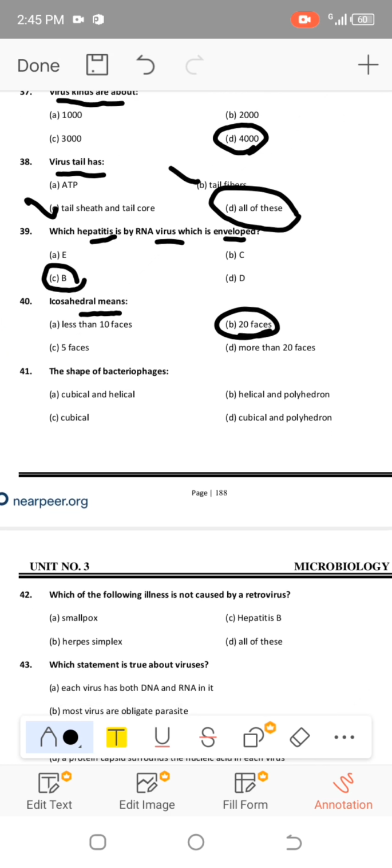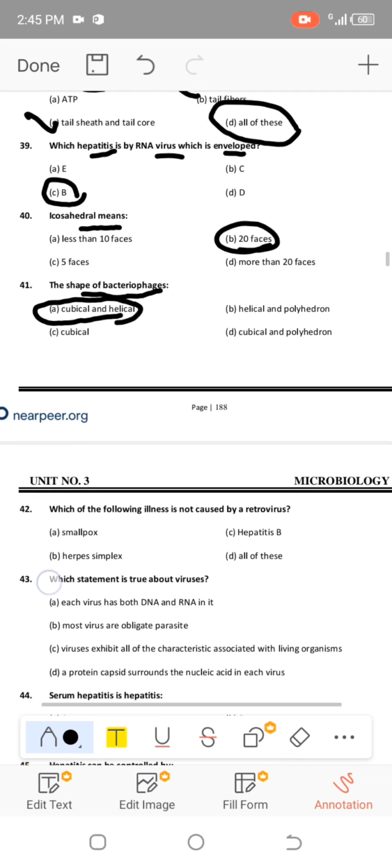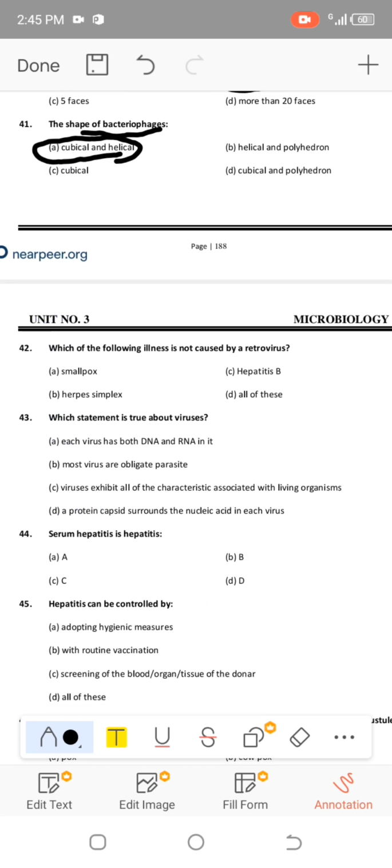Question number 41, the shape of bacteriophages. Basically the shape of bacteriophages is cubical and helical. Cube-like and helical. Which of the following illnesses is not caused by a retrovirus? Which illness is not caused by retroviruses? That is basically smallpox, herpes simplex, hepatitis B. All of these are not caused by a retrovirus.